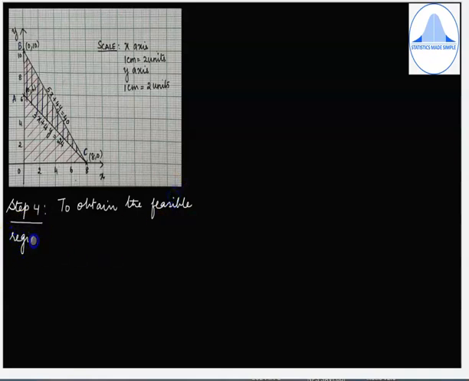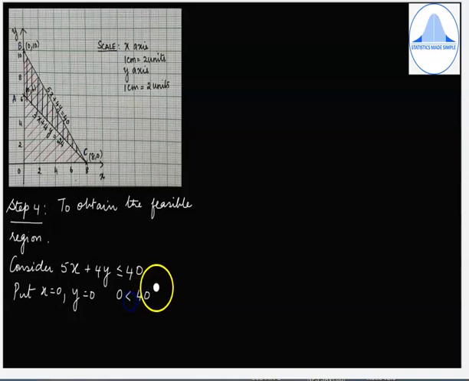So to find out the feasible region, we need to consider the inequalities. Consider the first inequality, that is 5x plus 4y less than or equal to 40. Put x equal to 0, y equal to 0. When you do that, the left hand side will be 0, and then check whether 0 is less than 40. So 0 is less than 40, so within brackets I'll write true.